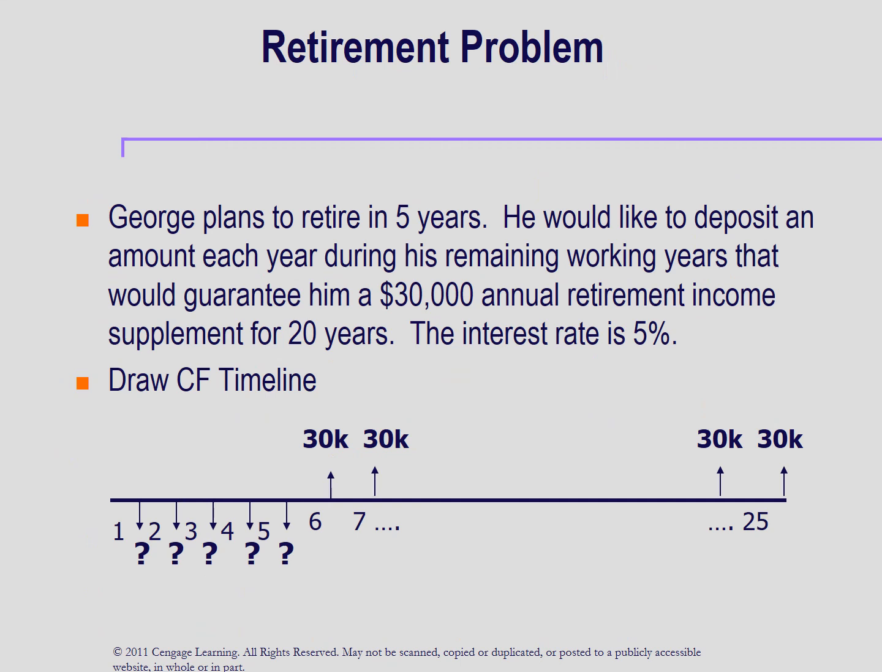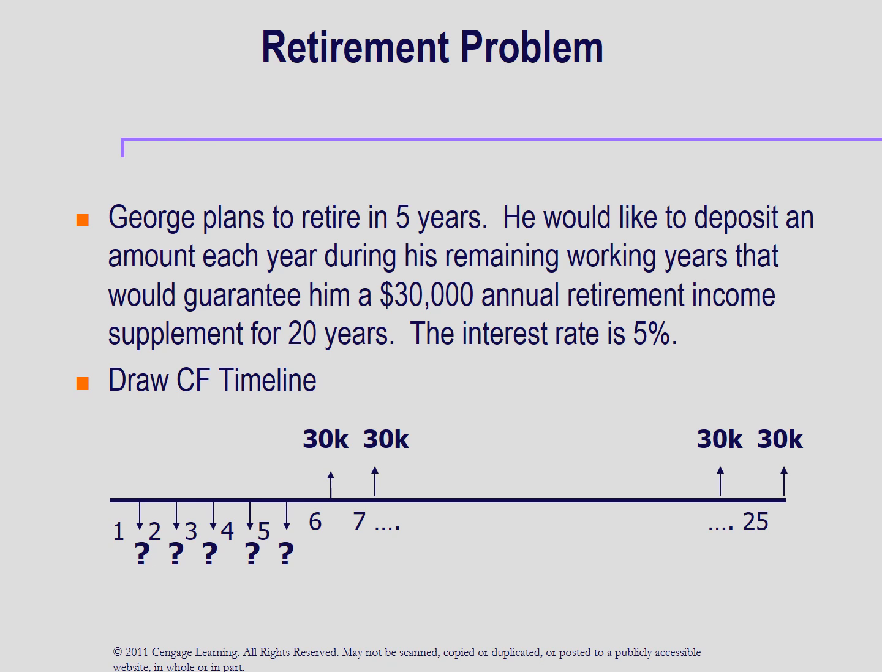George plans to retire in 5 years. He would like to deposit an amount each year during his remaining working years that would guarantee him a $30,000 annual retirement income supplement for 20 years. The interest rate is 5%. First, draw the cash flow timeline.